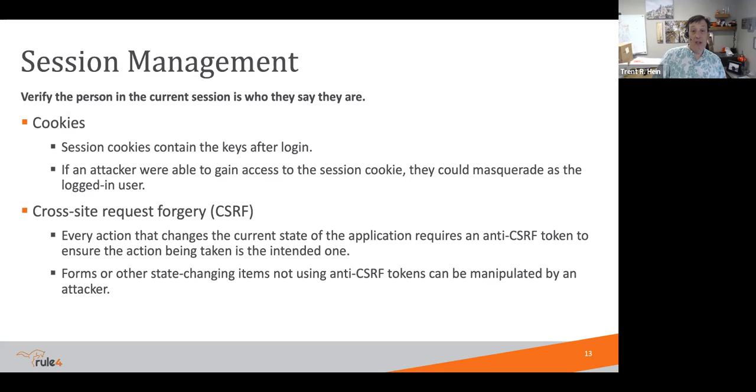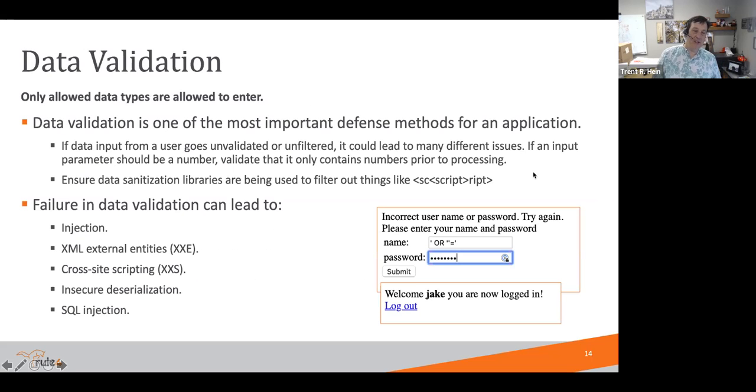Likewise, we do need to be careful about cross-site request forgery, making sure that whatever cookies and tokens we're sharing with the user cannot be used across other sites to cause issues, especially around authentication. Data validation is a favorite and something we often see in pen tests.